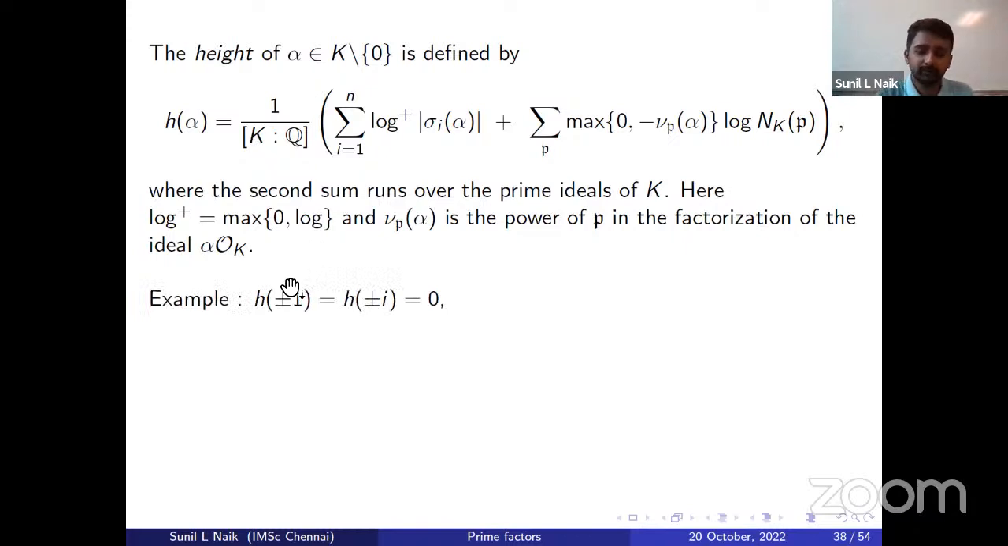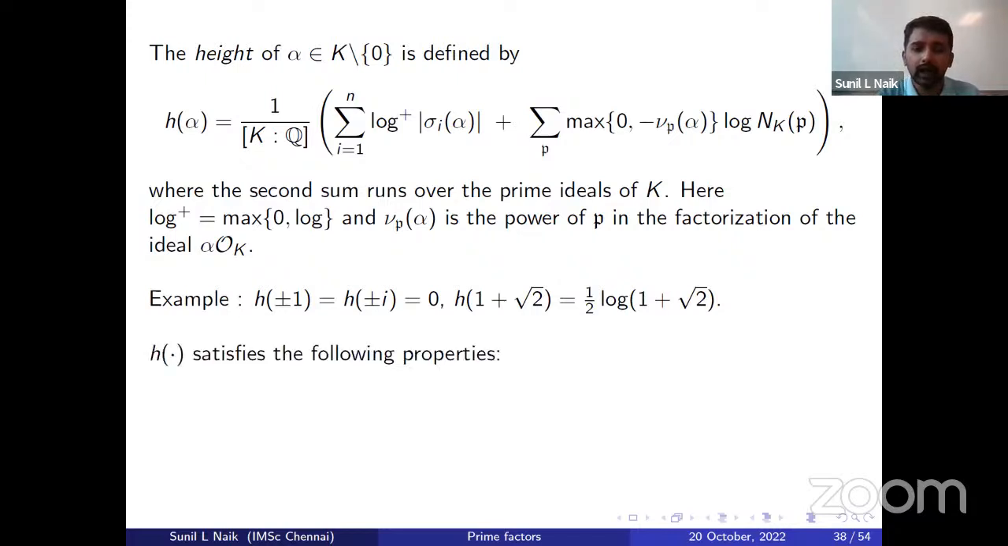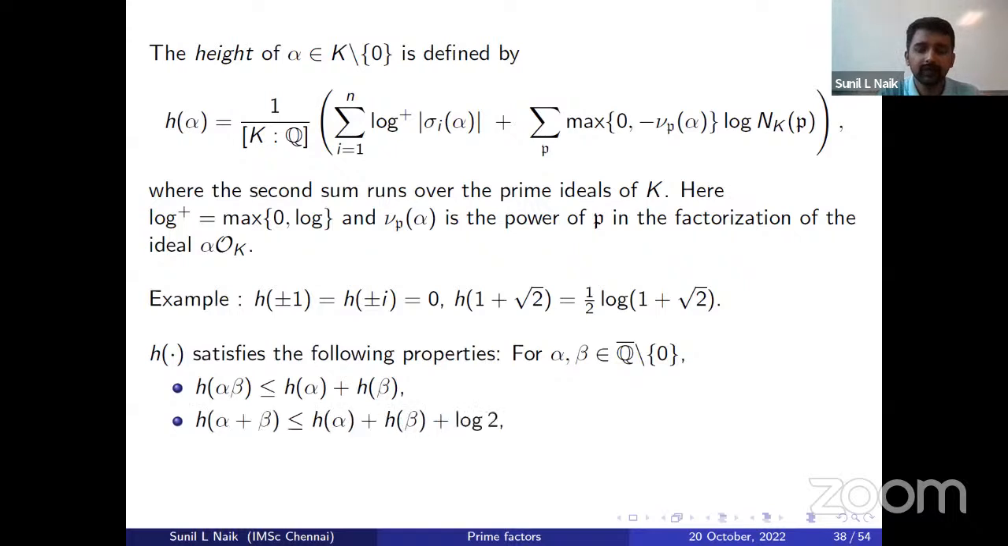For example, height of plus or minus 1 is equal to 0. And height of 1 plus root 2 is equal to half times log of 1 plus root 2. Height satisfies the following properties. For any two non-zero algebraic numbers alpha, beta, height of alpha beta is less than or equal to height of alpha plus height of beta. Height of alpha plus beta is less than or equal to height of alpha plus height of beta plus log 2. And height of alpha to the power n is equal to the absolute value of n times the height of alpha, for any integer n.